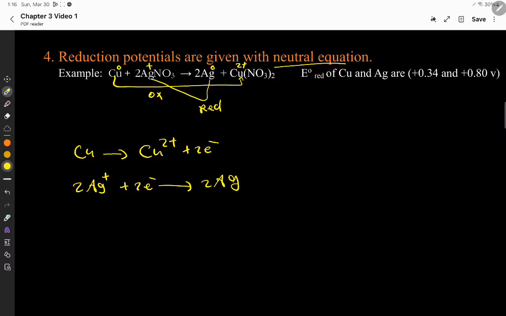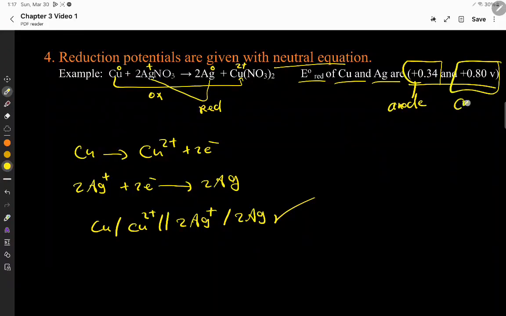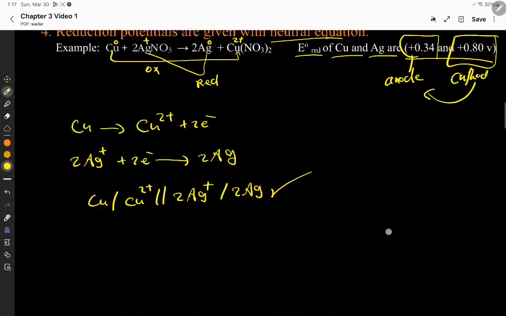The cell diagram notation: copper, copper positive, then Ag positive, Ag. Then the electromotive force, you calculate it because you have the reduction of copper and reduction of silver. You have them here. Which is less? This is less, so this is the anode, and this has the higher reduction potential, so it will be the cathode. It will be cathode minus anode. You'll find the electromotive force.